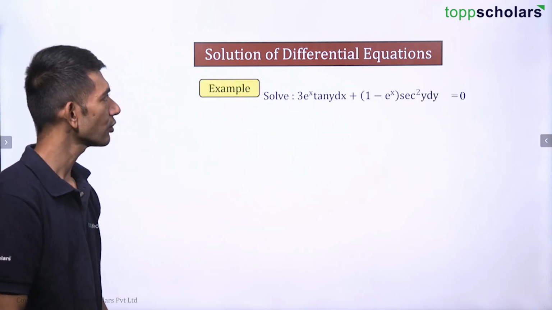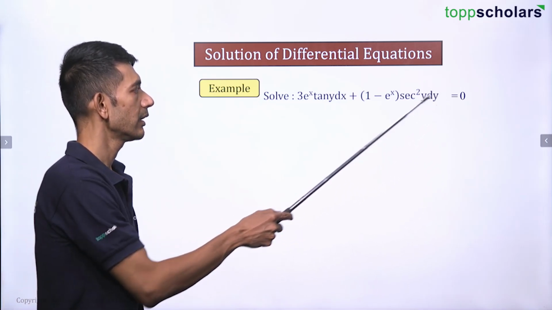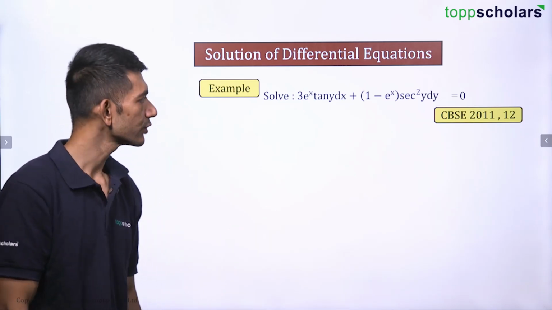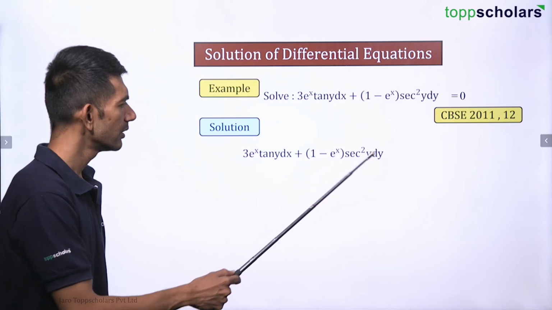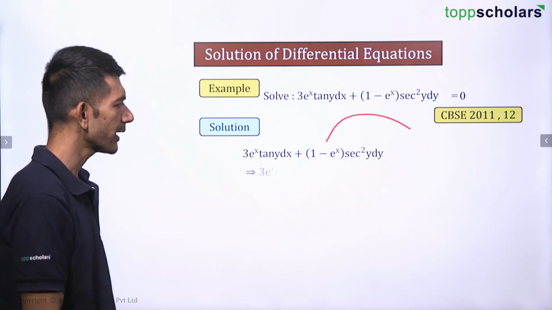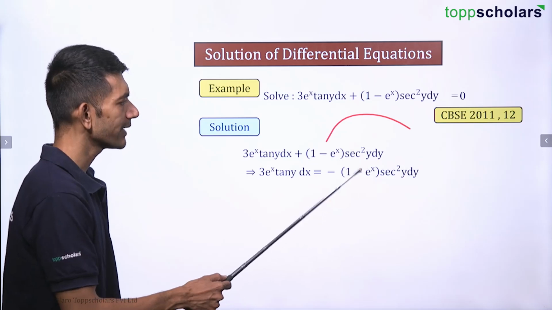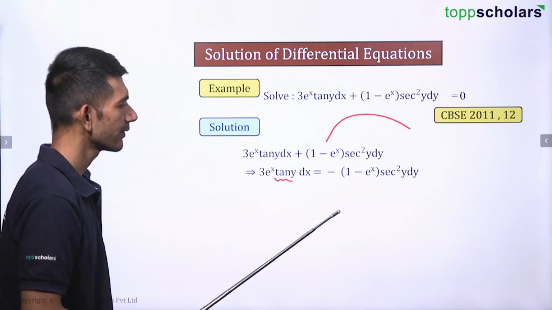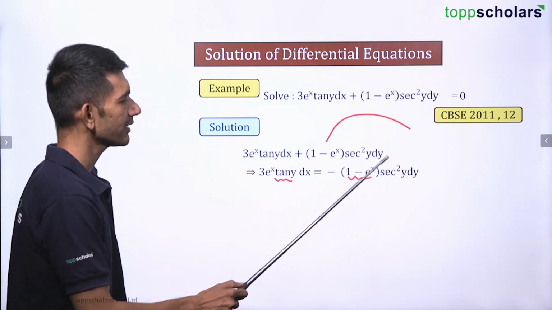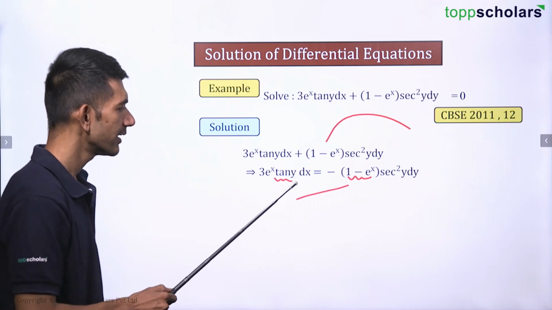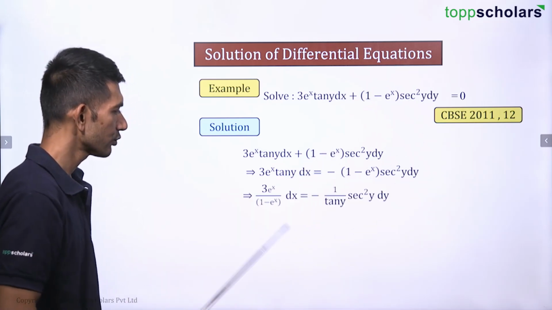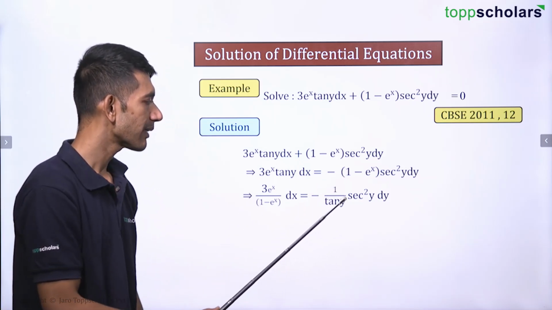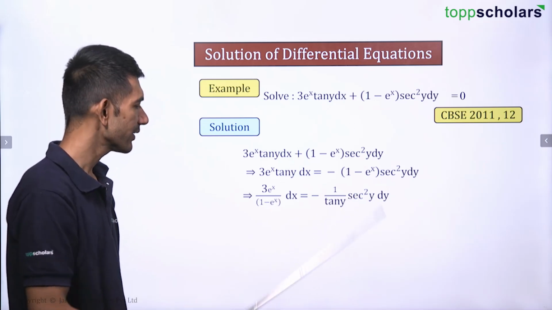Okay. Let us see one more example. Again, we are supposed to solve this, that is the solution of the differential equation. This is equal to 0. Make sure that you write down equal to 0 here. Same thing, nothing much. You can shift this to the right hand side, that becomes minus of 1 minus e raised to x, x square y dy. Here you have tan y, and here you have 1 minus e raised to x. So 1 minus e raised to x on the left hand side, tan y on the right hand side. So you are going to get 3 e raised to x by 1 minus e raised to x dx is equal to minus of 1 by tan y, x square y dy, right?